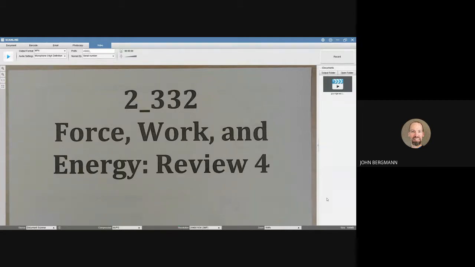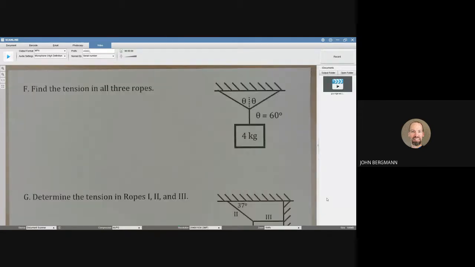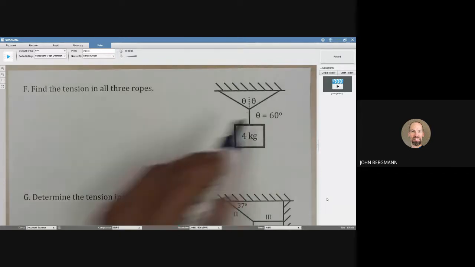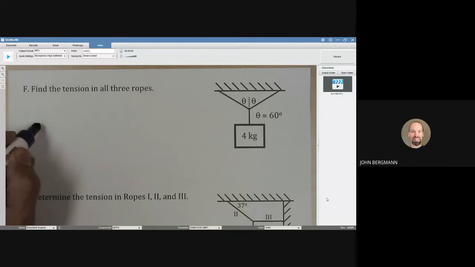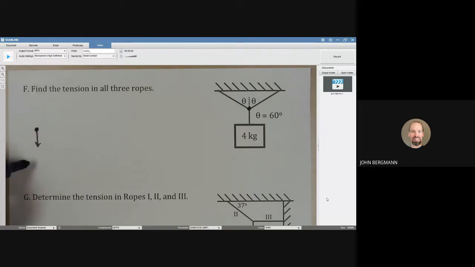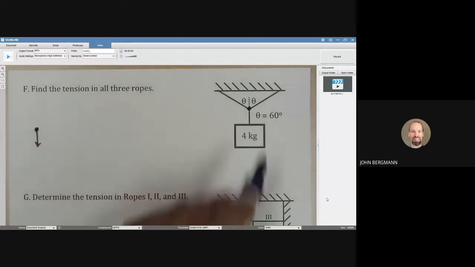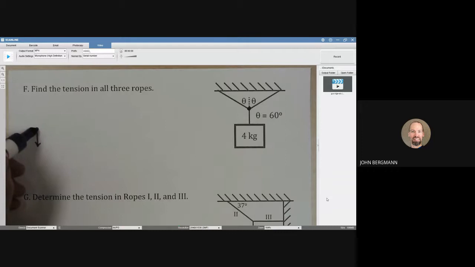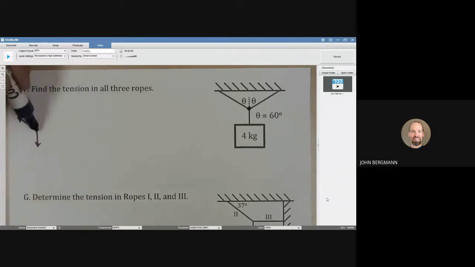More review problems for force, work, and energy. Find the tension in all three ropes. What we have here, if we drew a free body diagram of that point right there, we would have one rope pulling down on that point. We would have a force right there and a force right there, and that angle right there is going to be 60 degrees. That angle right there is going to be 60 degrees.